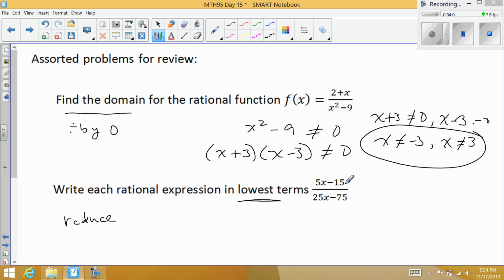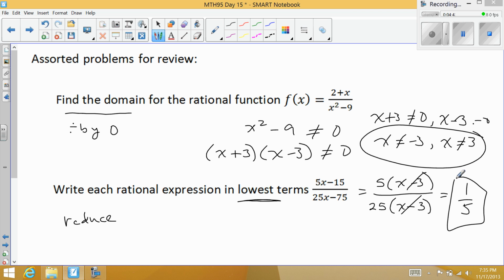So looking in the numerator, I've got a common 5, so I can factor out the 5. That leaves behind an x subtract 3. 5 times x is 5x, 5 times 3 is 15. In the denominator, looks like I can factor out a 25. 25 times x is 25x, and 25 times 3 is 75. So I can see the x subtract 3's are common, and then the 5 and the 25 would reduce because 25 is 5 times 5, leaving me with the rational expression 1/5.